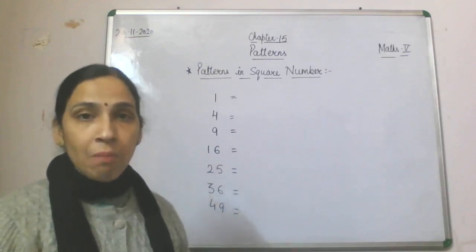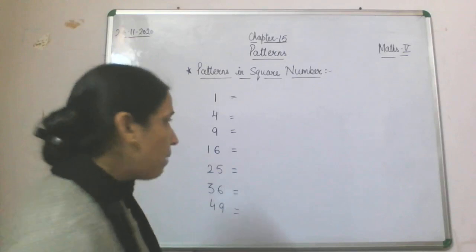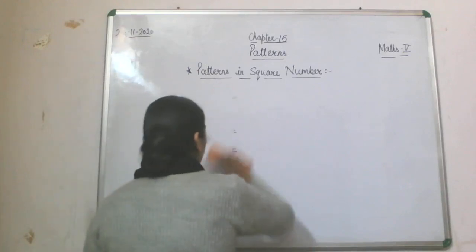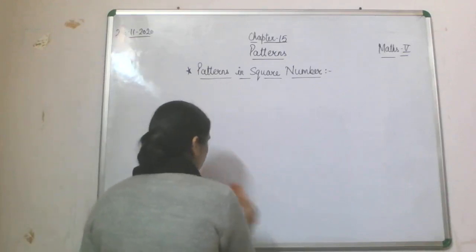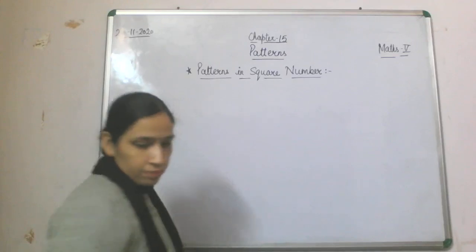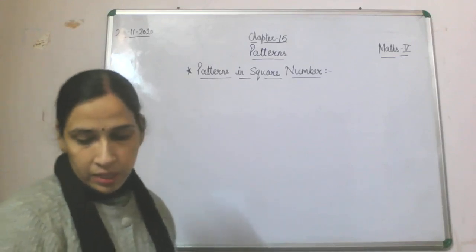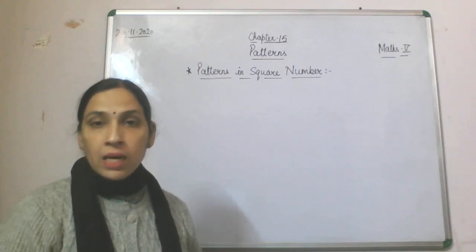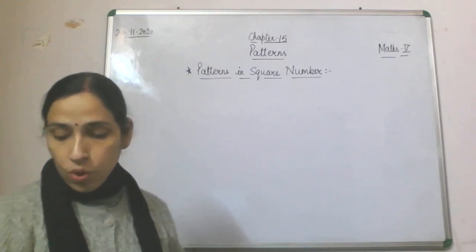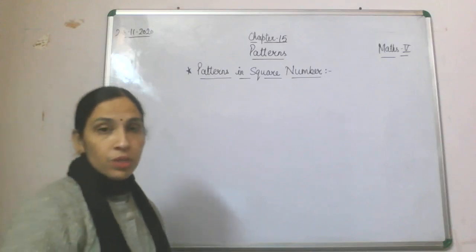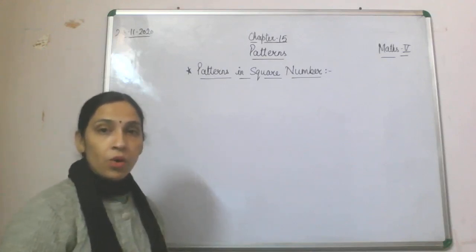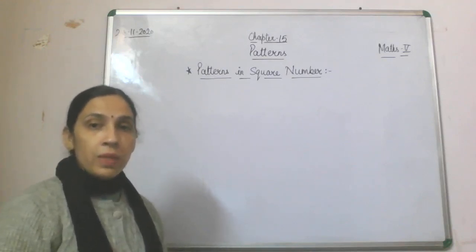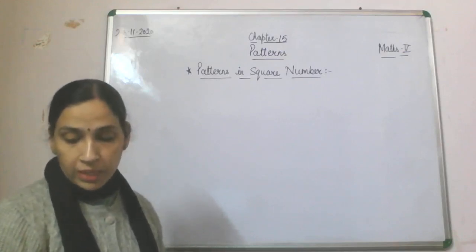So now we will do an example related to this, and I hope that will make you clear what the important things are. Example 1: express the following square number as the sum of consecutive odd numbers. Consecutive odd numbers means how many odd numbers will be added to make this.